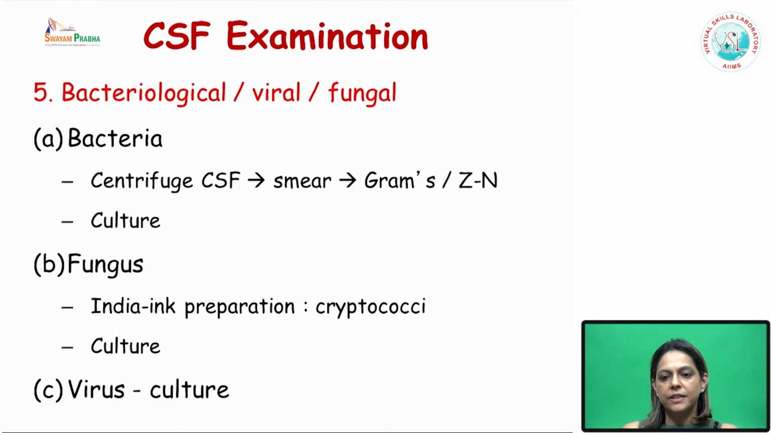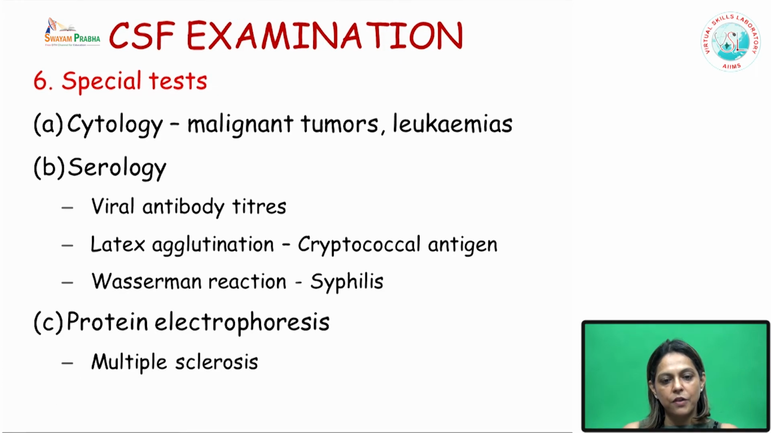You can stain your CSF sample for Gram stain and Zn stain for looking at which kind of bacteria it is and to look for acid-fast bacilli. To look for fungal stains, you can do India ink preparation, which is very easy to do in a side lab. You can send the sample for culture, cytology, serology and protein electrophoresis.